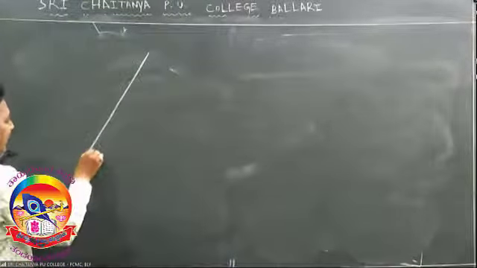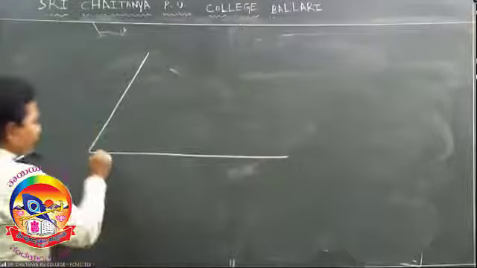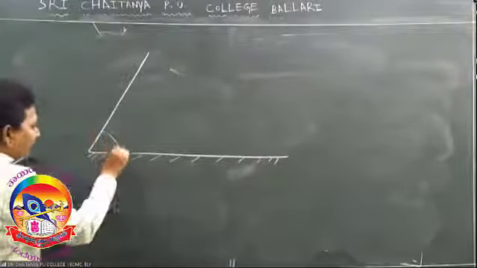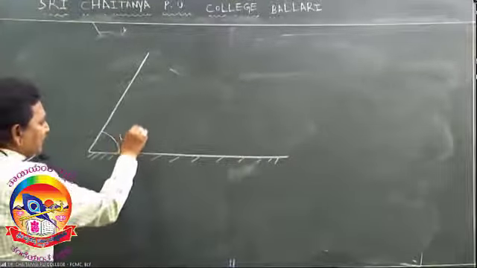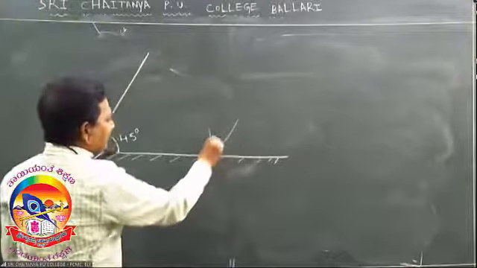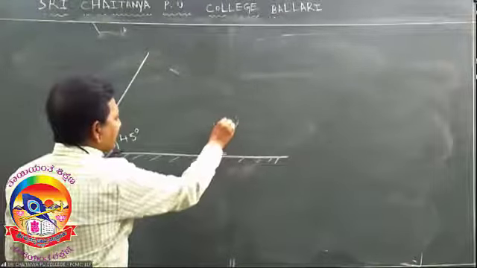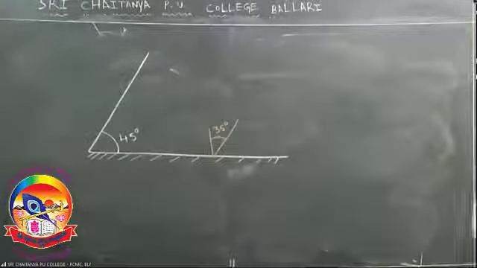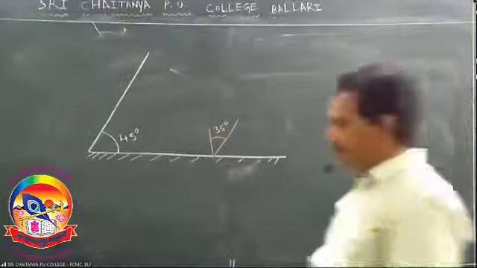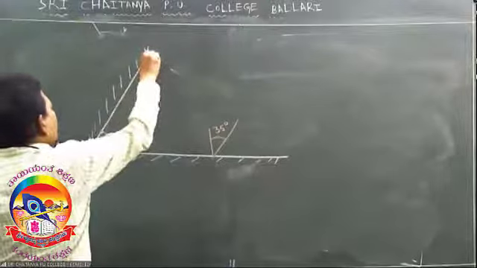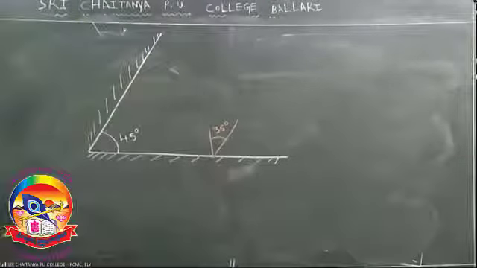Two mirrors, 3 reflections. Angle between the mirrors 45. Incident angle 35. After 3 successive reflections, find the total deviation. Whatever we did in the previous case, but we have to do it quickly.